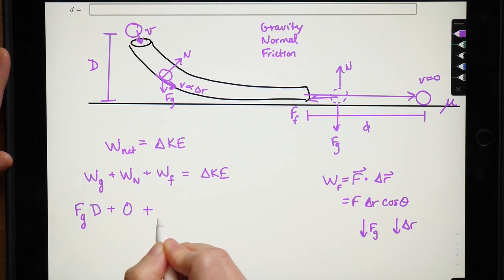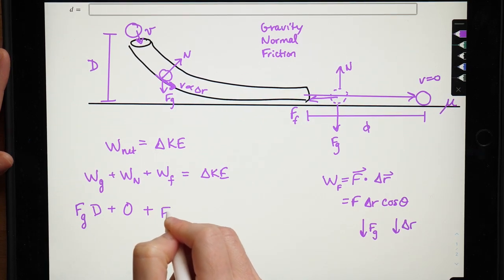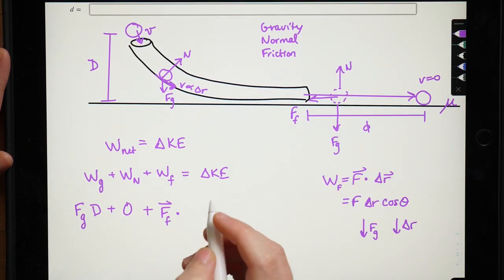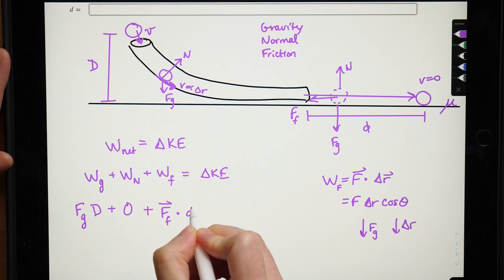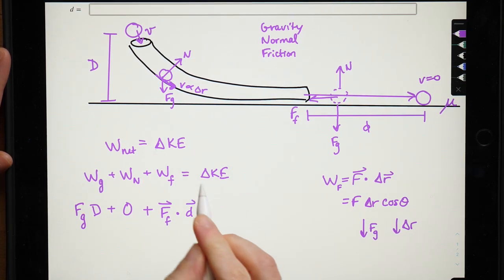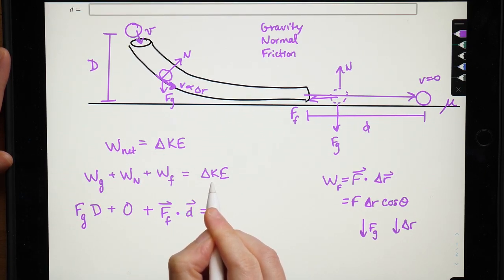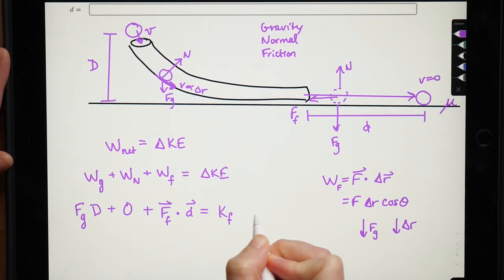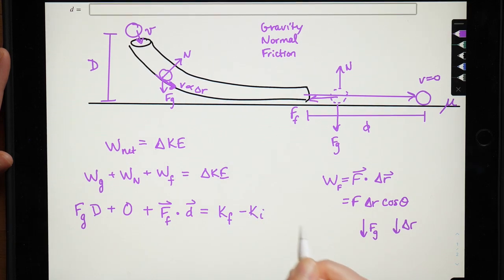And then we just need to add the work done by friction. So that's going to be the friction force dotted with the displacement, which is little d. And that equals the change in kinetic energy. Change in kinetic energy is the final kinetic energy minus the initial kinetic energy.